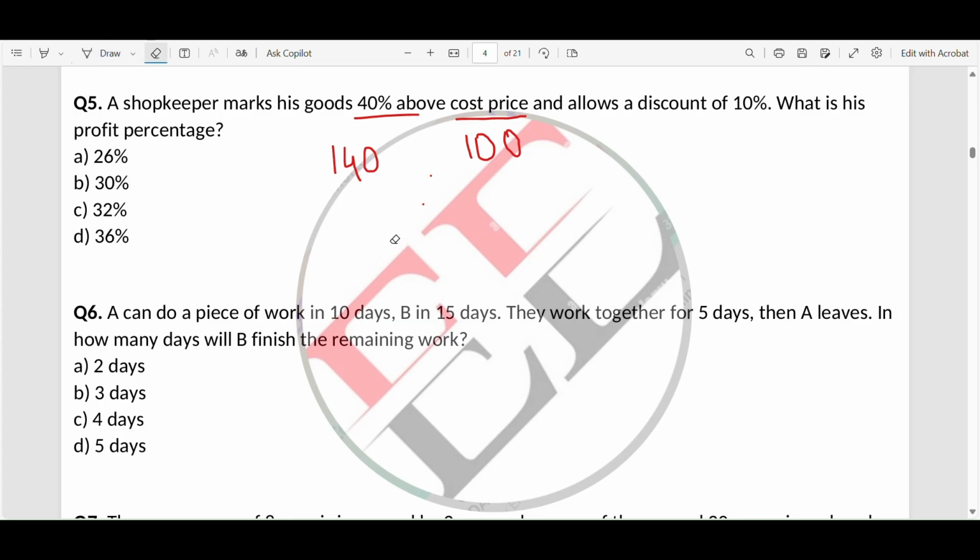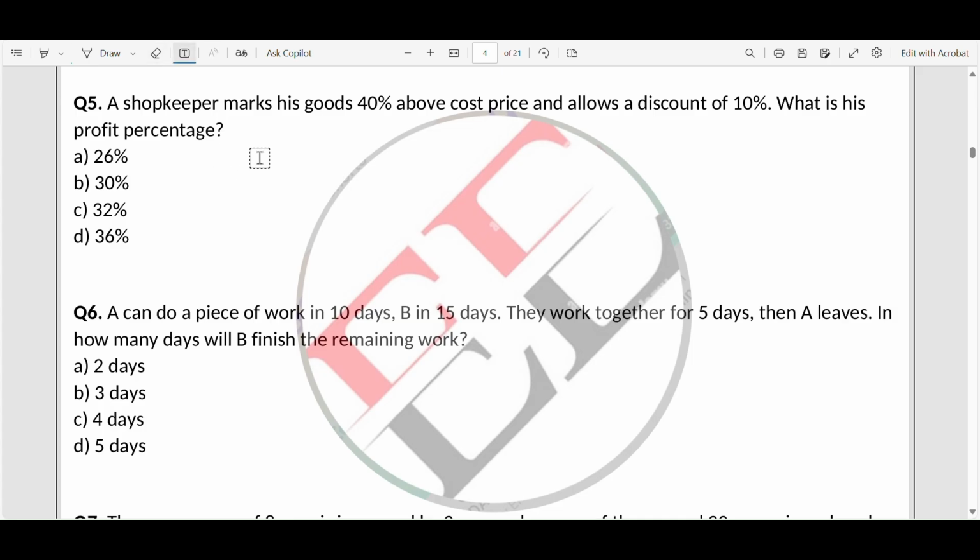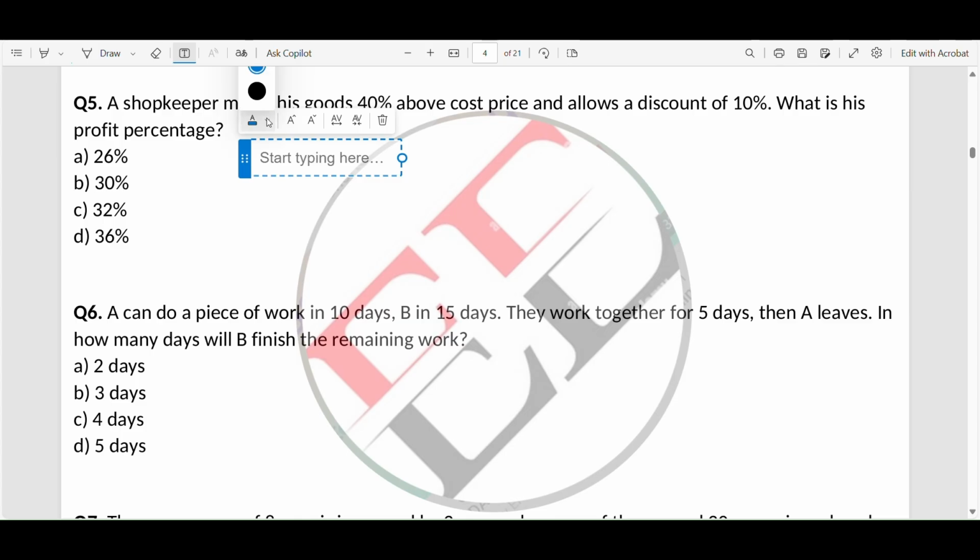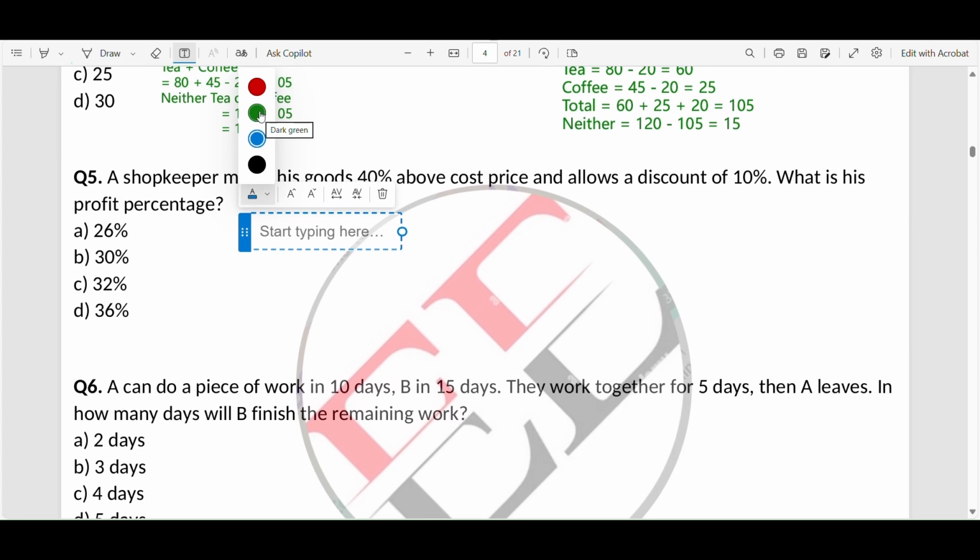I'm going to type it for easy access. Let me change the color to red. Now see, the cost price is some X, but you have to see whether anything is given in percentage form. Then you have to consider the cost price as 100.